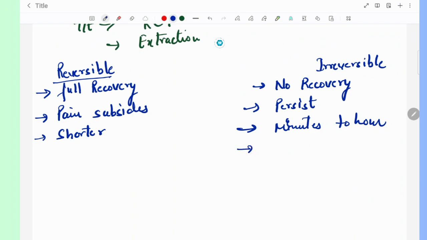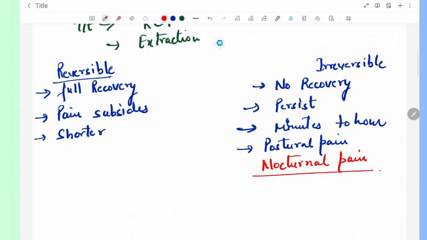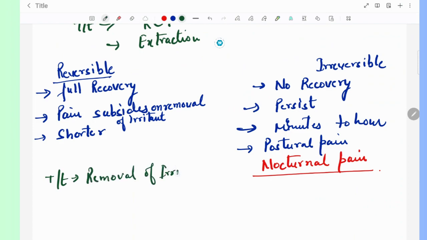In irreversible pulpitis, the patient complains of the postural pain or the nocturnal pain. The patient is unable to sleep at night due to pain. The treatment in reversible pulpitis is the removal of the irritant. That is, if the caries are present, we'll go for the restoration and the pulp will return back to the healthy state.